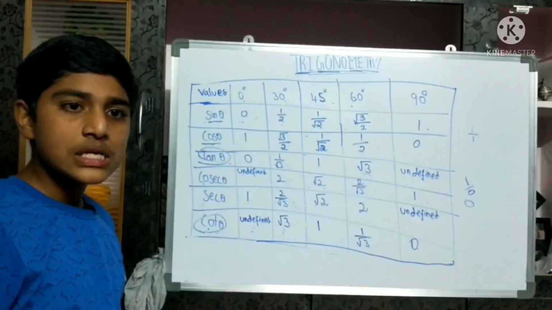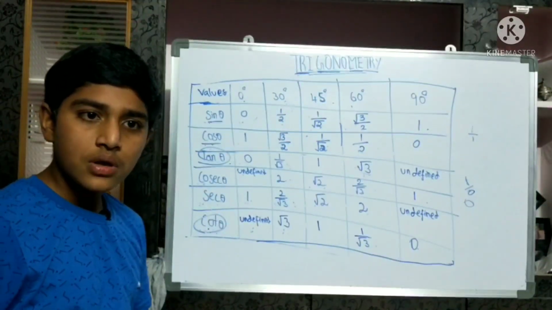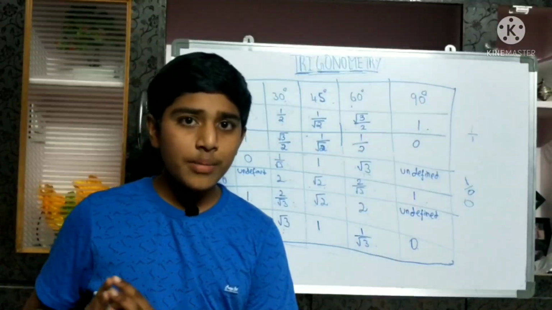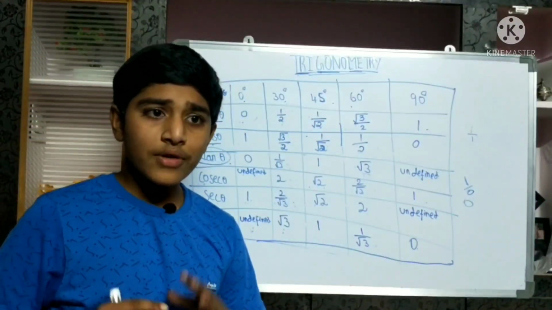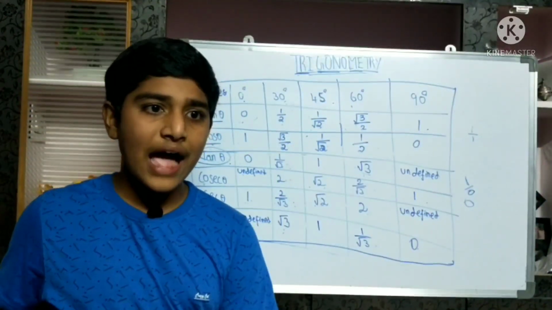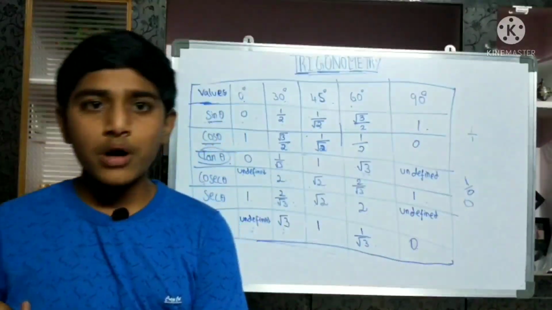And in the next class, we will learn about the signs of trigonometric values. Okay? There will be 4 quadrants. For each quadrant, there will be certain angles, certain limits for angles. Okay? That we will learn in the next class. No need to bother about it.